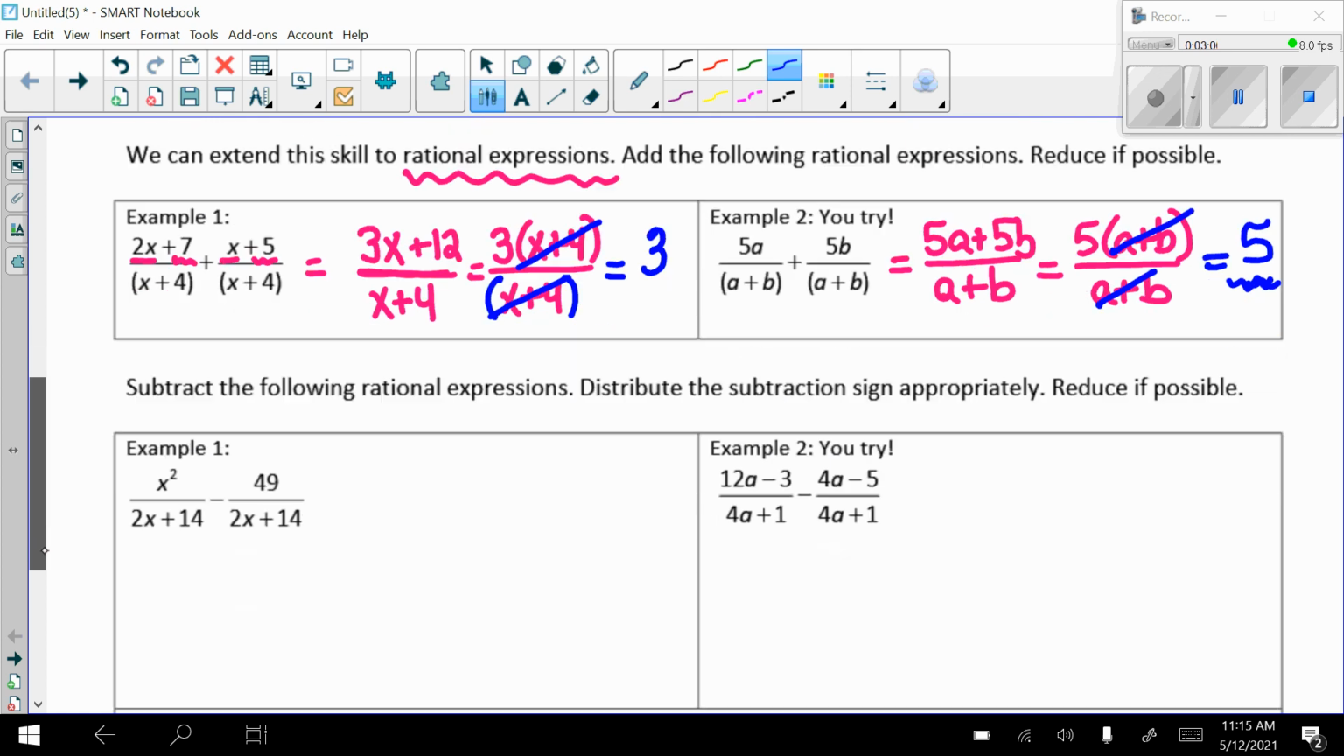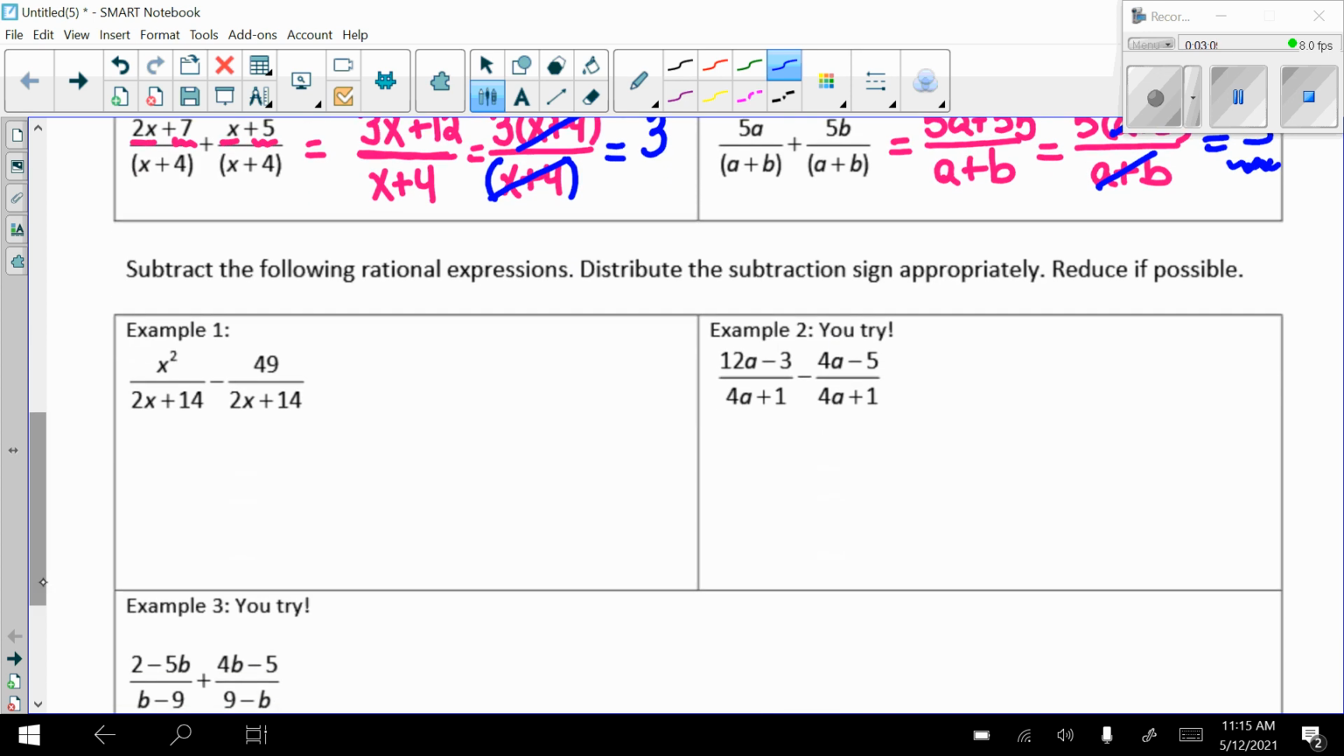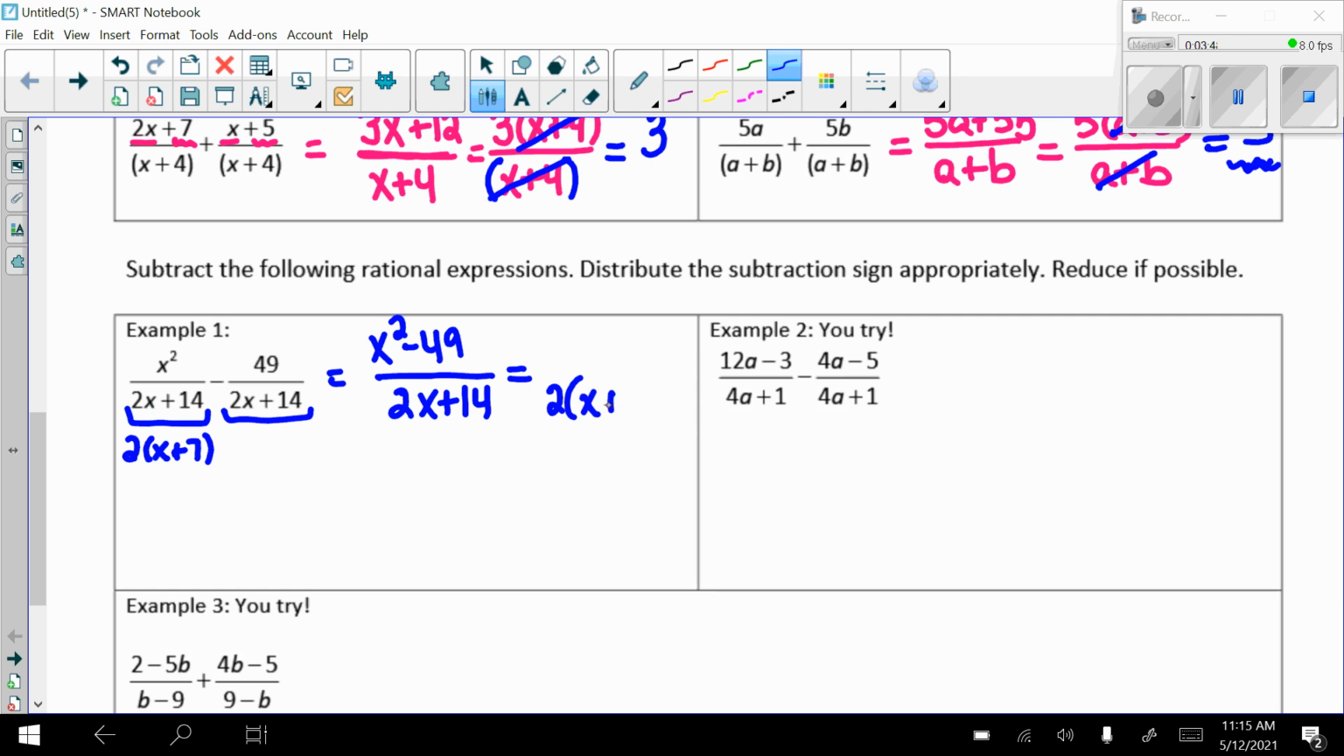Okay, so subtracting, kind of the same idea. In this case, we have 2x plus 14 and 2x plus 14, so they are the same. So I'm going to keep that 2x plus 14, and now I'm going to subtract x squared minus 49. So again, like we did before, we factor, factor, factor, and to be honest, I normally would factor at the beginning, but because they were the same, I figured, let's just do it afterward. So when we factor the denominator, we get 2 times x plus 7.